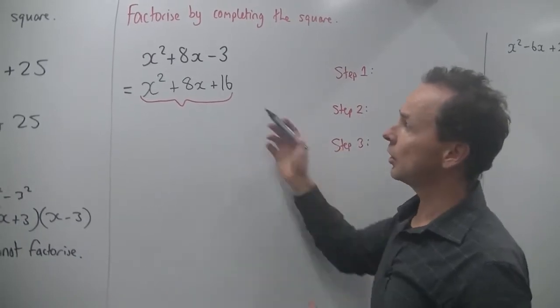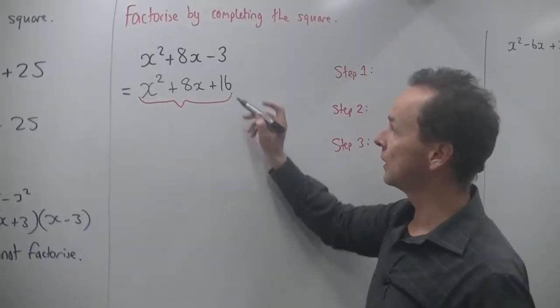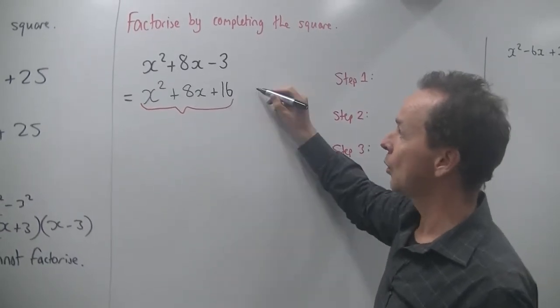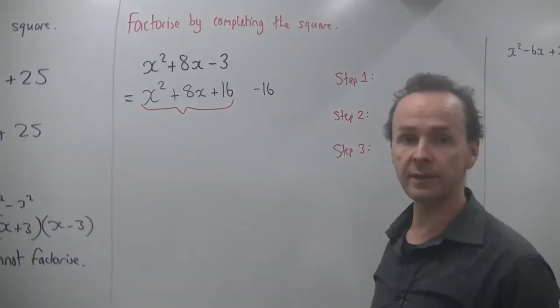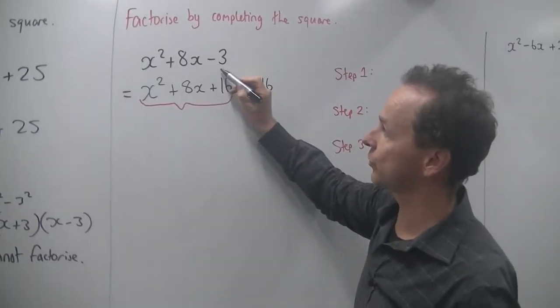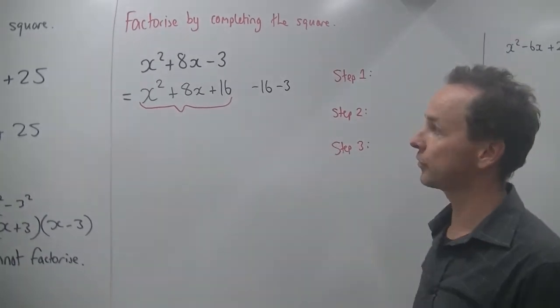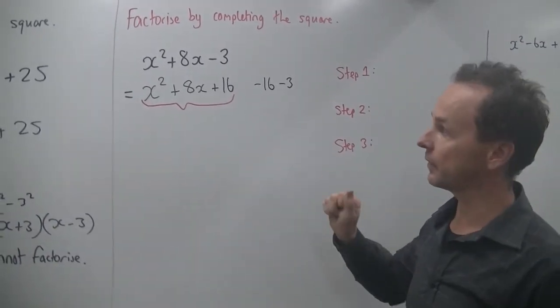But you cannot just add 16 to an equation for no reason. It's not a balanced equation anymore. So since we added the 16, we must also take away 16. Now it's balanced again, but we've also got a minus 3 there. That was given at the start. So you can't ignore that, so you write down a minus 3 as well. So hopefully everyone understands that.